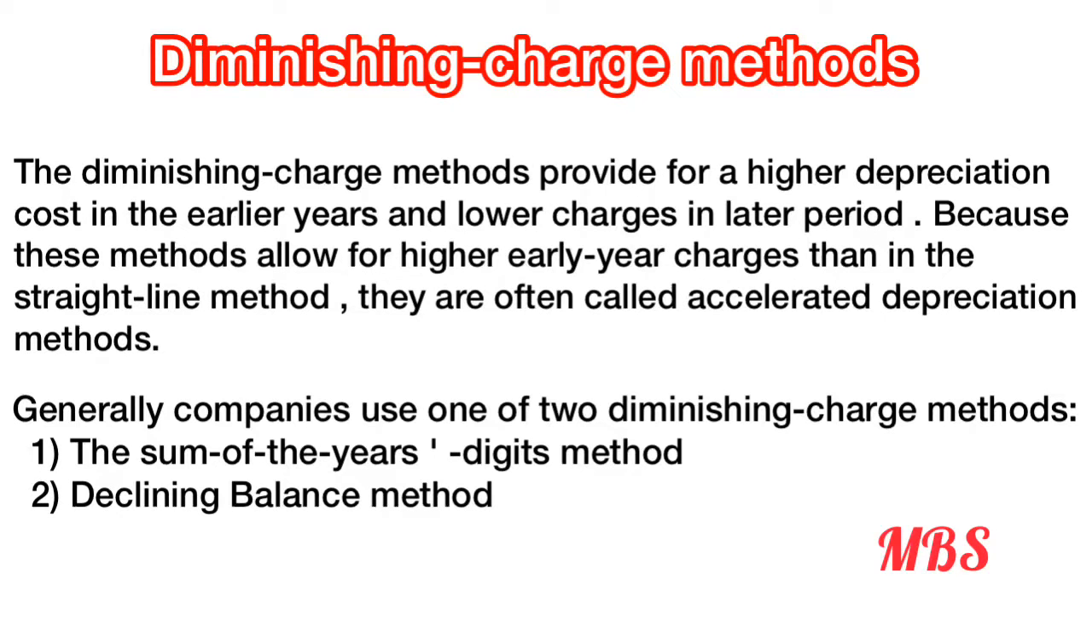Diminishing charge method. The diminishing charge method provides for a higher depreciation cost in the earlier years and lower charges in the later period. Because these methods allow for higher earlier charges than in the straight line method, they are often called accelerated depreciation methods. Generally, companies use one of the two diminishing charge methods, the sum of the year's digits method and the declining balance method.